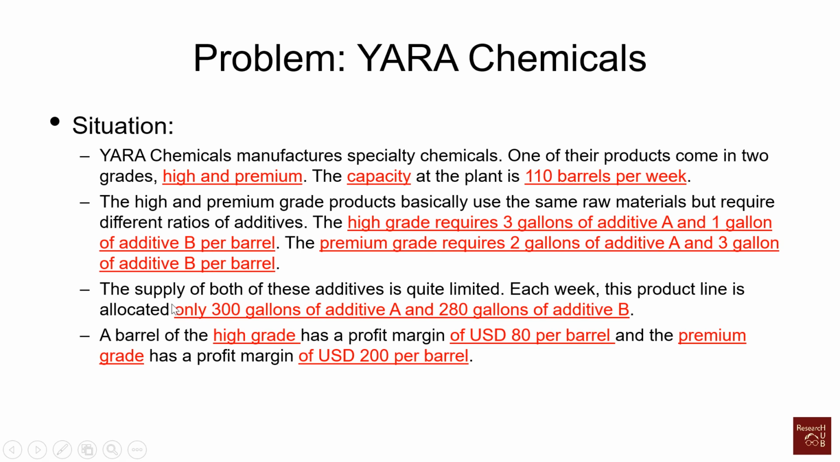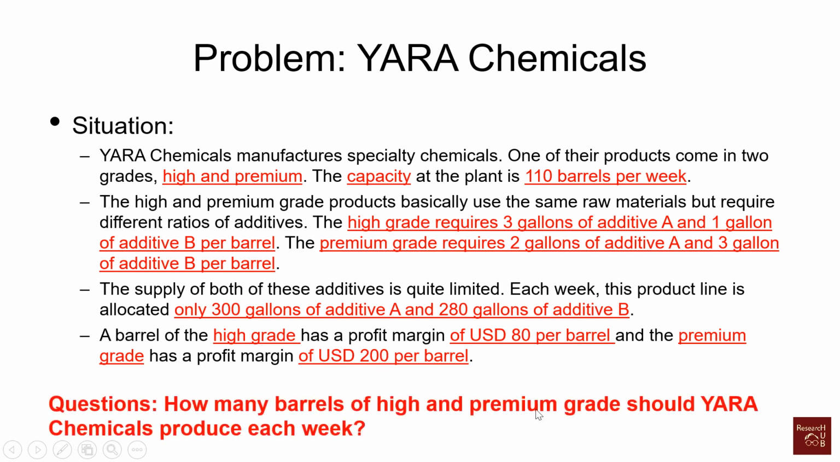The supply of both these additives is quite limited, and each week the product line is allocated only 300 gallons of additive A and 280 gallons of additive B. A barrel of high grade has a profit margin of USD 80 per barrel, and premium grade has a profit margin of USD 200 per barrel. So now we have to find out how many barrels of high and premium grade YARA Chemicals should produce each week to maximize its profit.